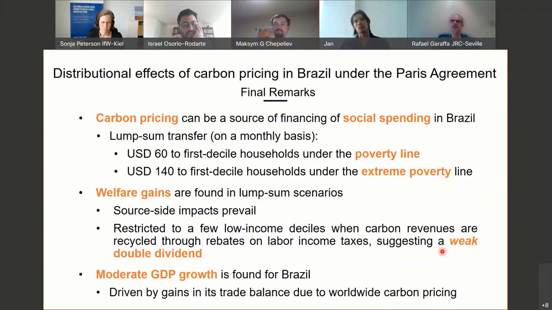Another aspect that we should account for is the informal sector in Brazil, which is very large, not only for the labor market, but for firms as well. So these are challenges for the next steps of my colleagues in Brazil that work on the model. And of course, including GHG emissions in a further step would be highly appreciated for the case of Brazil.